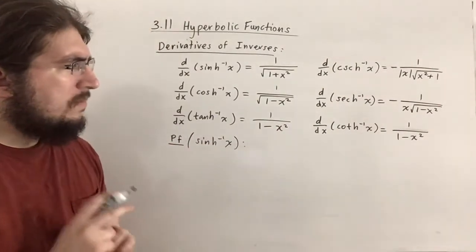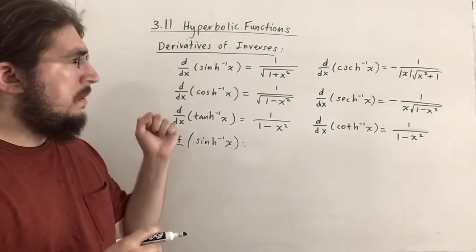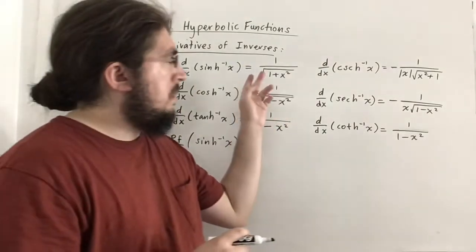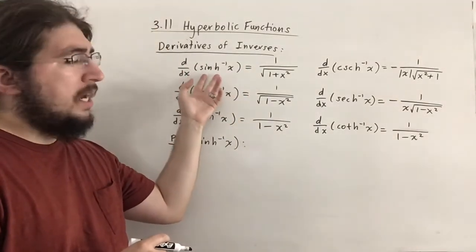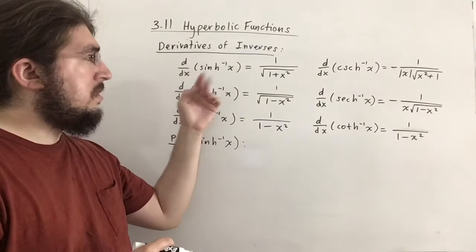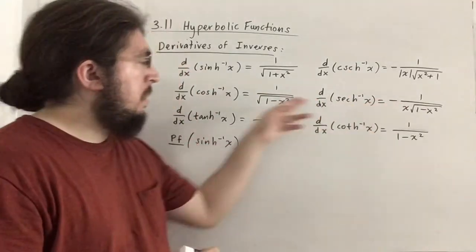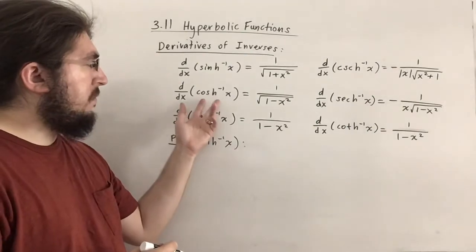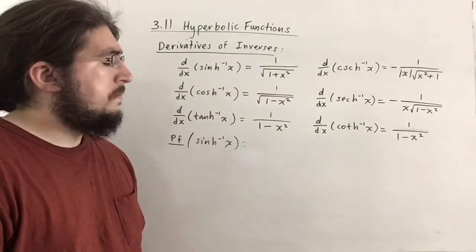Well, I actually think it's the case because, first note that the domain of sine inverse, hyperbolic sine inverse, is all real x values. Here, the domain of cosine hyperbolic inverse is only when x is bigger than or equal to 1.